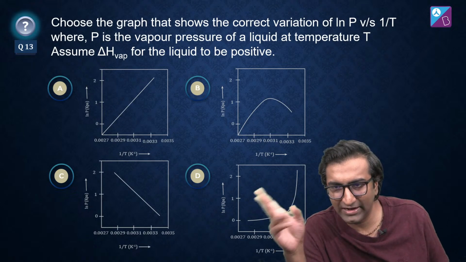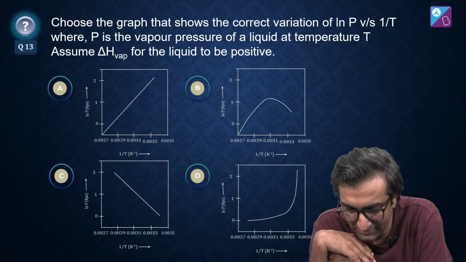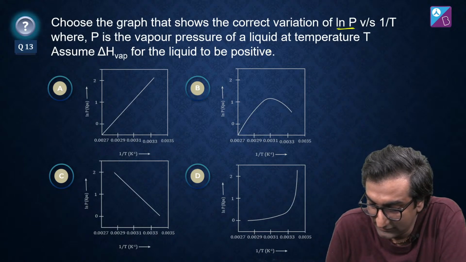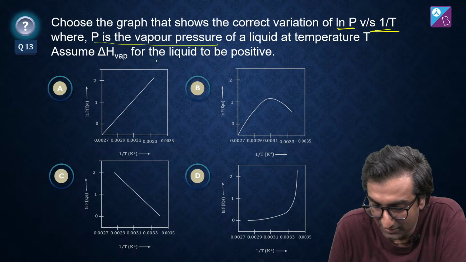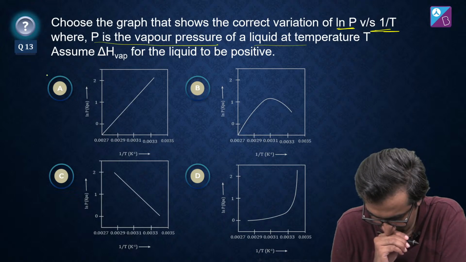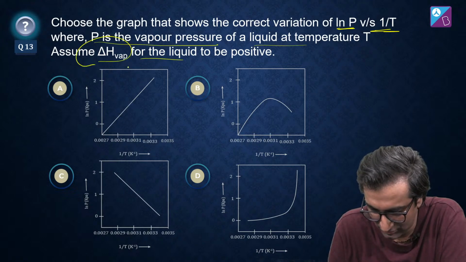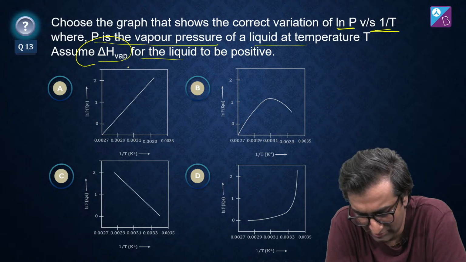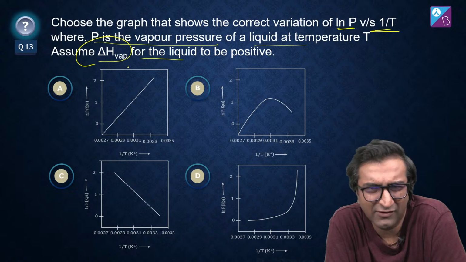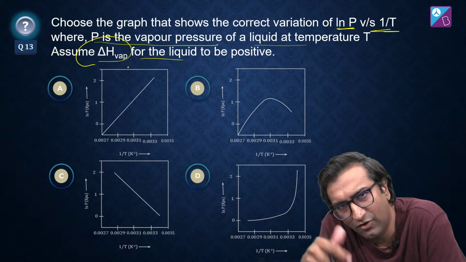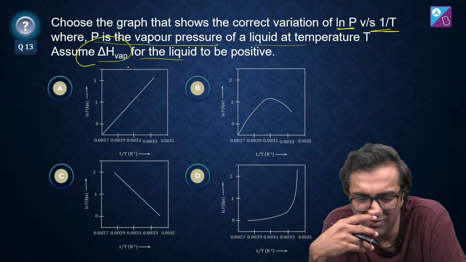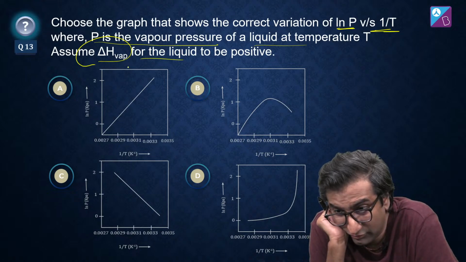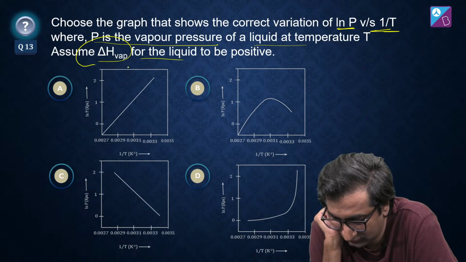सब करेंगे ये सवाल पहले कर लो. Choose the graph that shows the correct variation of log P versus 1 by T, where P is the vapor pressure of the liquid at temperature T. Assume delta H vaporization of the liquid to be positive. कैसे किया जाए इसको? It's saying, yeah, delta H vaporization positive makes sense. I give it energy for it to vaporize. ठीक है, this makes sense. Do you know this? कैसे किया जाए इसको? How do we start this question?